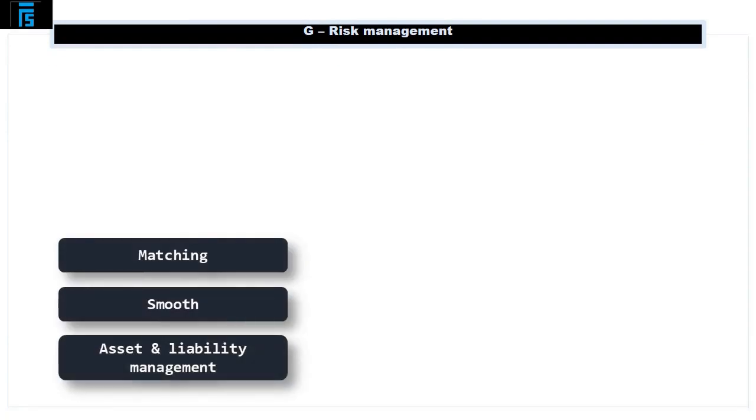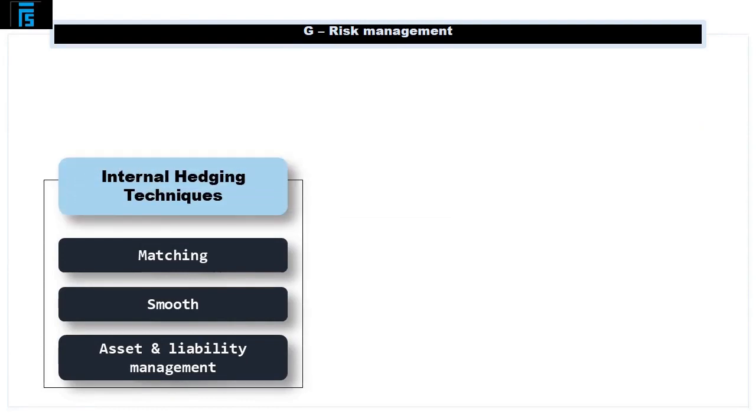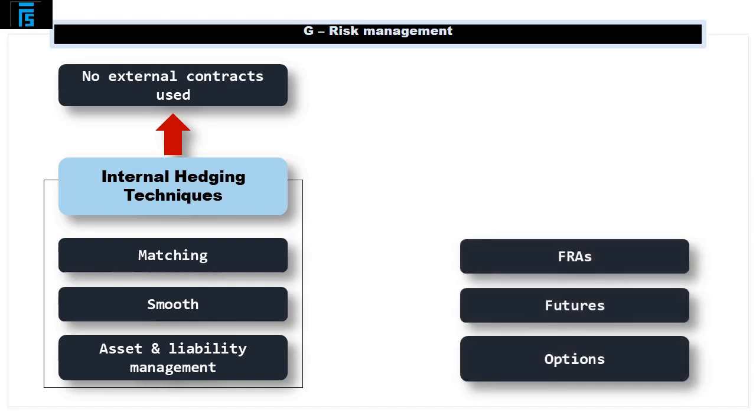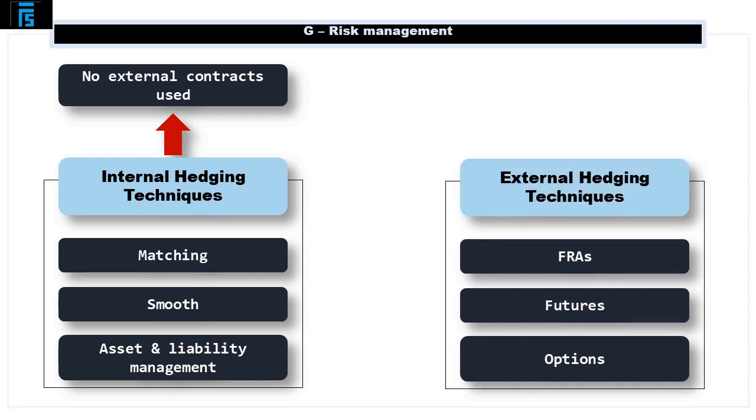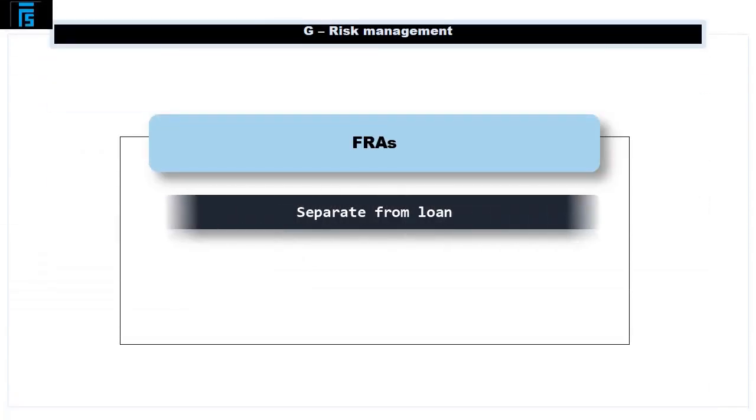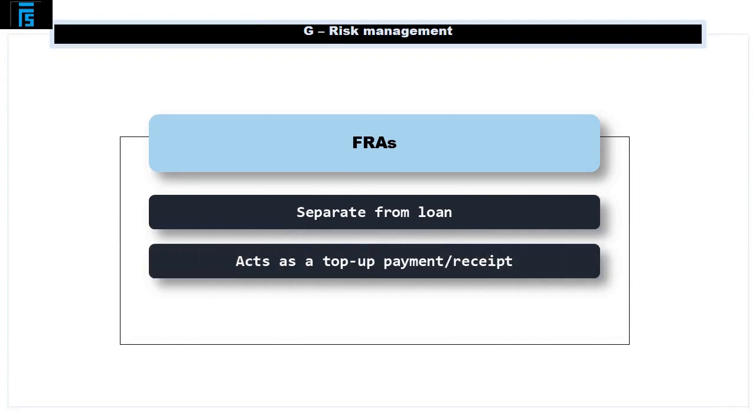Matching, smoothing, and asset and liability management are all examples of internal hedging techniques. In other words, external contracts are not used specifically to manage interest rate risk. A forward rate agreement, or FRA, is an example of an external hedging technique. An FRA is separate from the loan, but acts as a top-up payment or receipt.